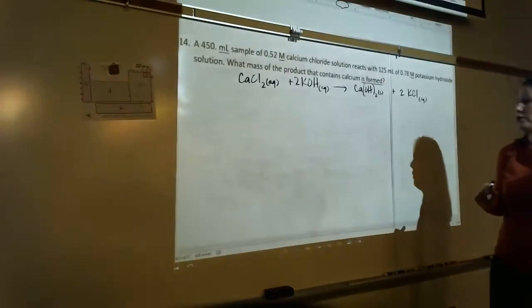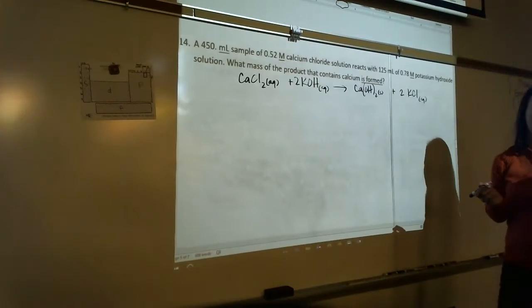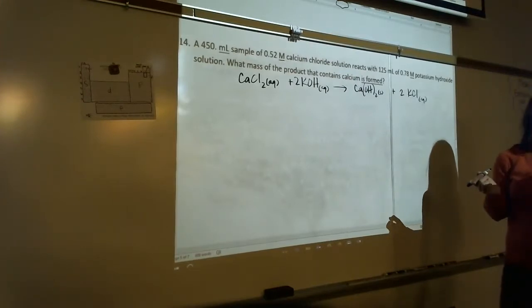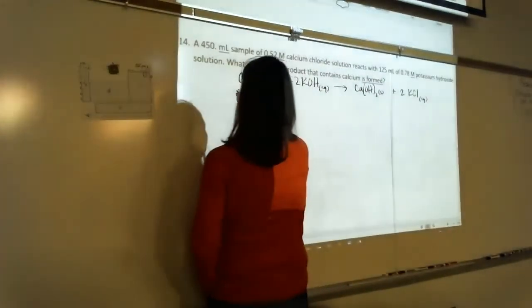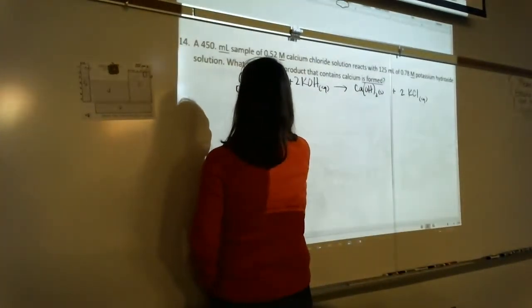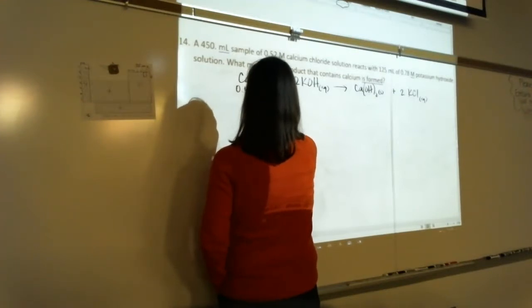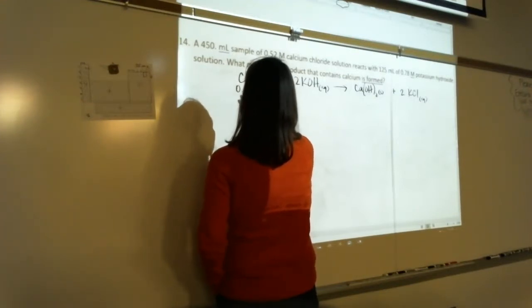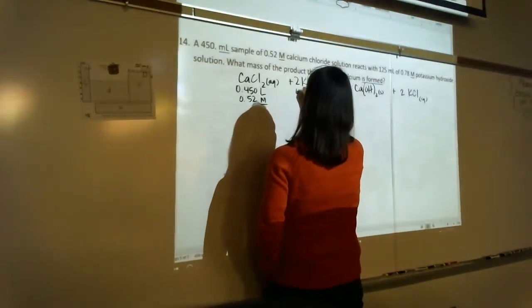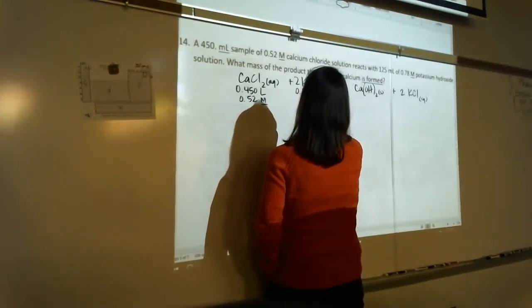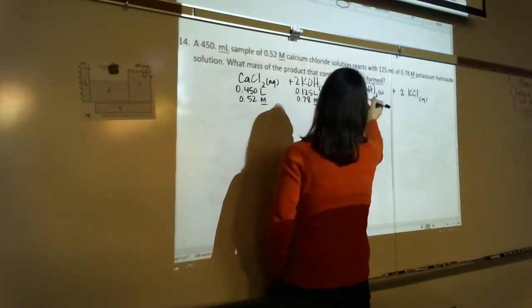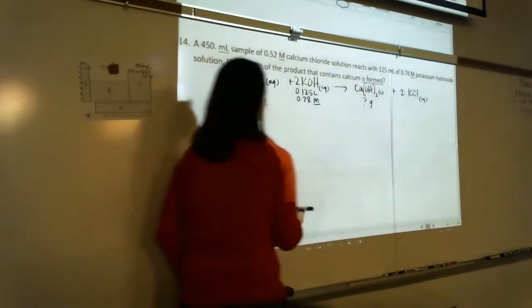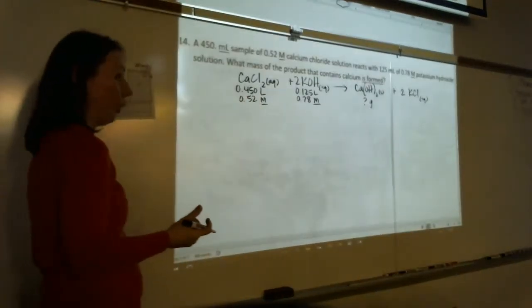Okay, so now we just need to do, is this a limiting reagent or is it just regular stoichiometry? This one's limiting reagent, right? Because we know information about both. So this is 0.45 liters and it's 0.52 molar, and this is 0.125 liters and it is 0.78 molar. We want to know what mass of this we can get. So we've got to do the calculations twice.